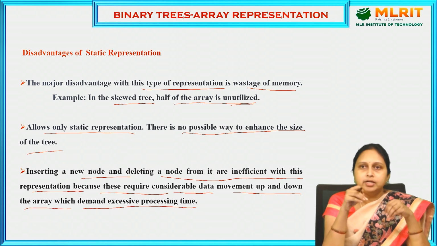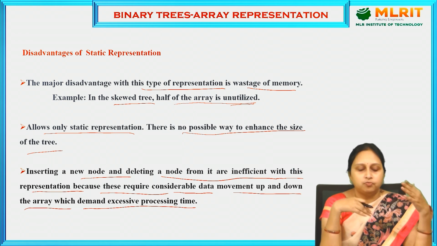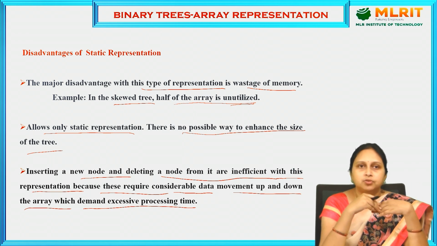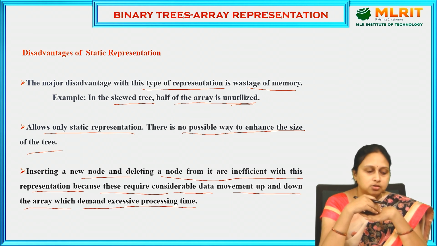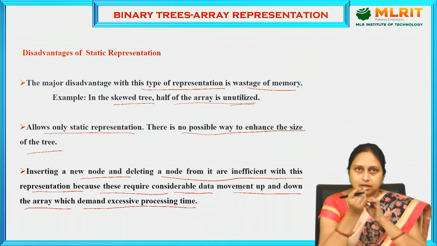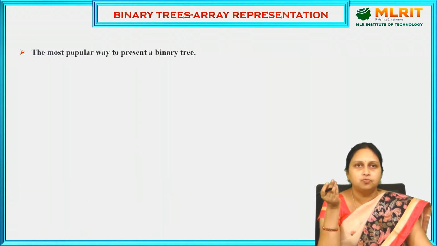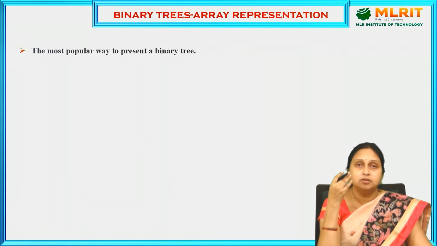If I want to insert a node or delete a node in the tree, it will take a lot of movements, that is, up and down we need to move, right? Because of this, it will take excessive processing time. This is one more disadvantage of the static representation of binary trees. Because of this, we are moving to the other way of representation.